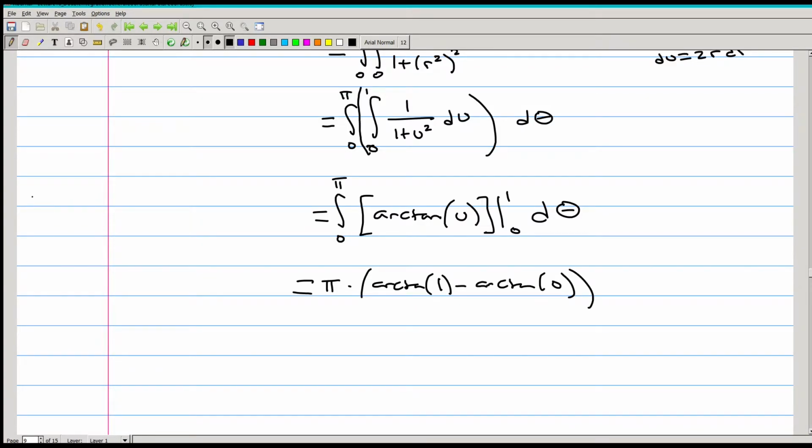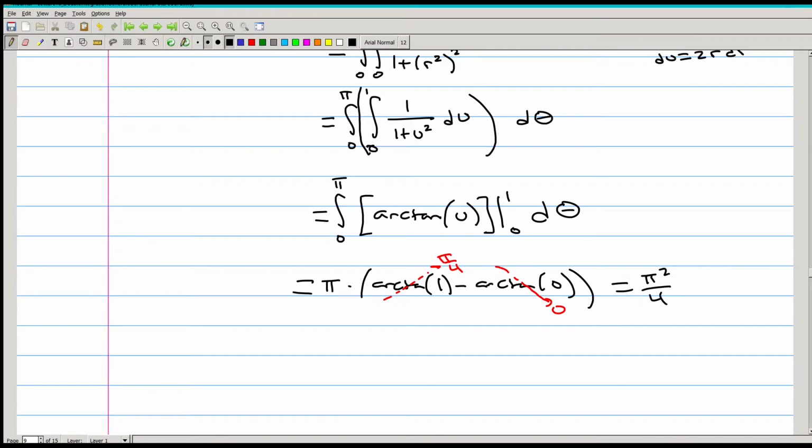Because you have to do the integral of 1 d theta here as well, which is where this pi is coming from. But anyway, we evaluate the arctangent of 1. This is equal to pi over 4. Arctangent of 0 is just 0. And so our final answer for this value becomes pi squared over 4.